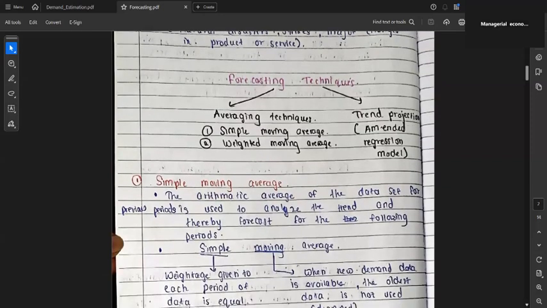Okay. Then we have two main forecasting techniques. We can use averaging techniques and we can use trend projection. In trend projection, we are using the amended regression model. Amended regression model means we have the normal regression function, which is y equals a plus the other term.